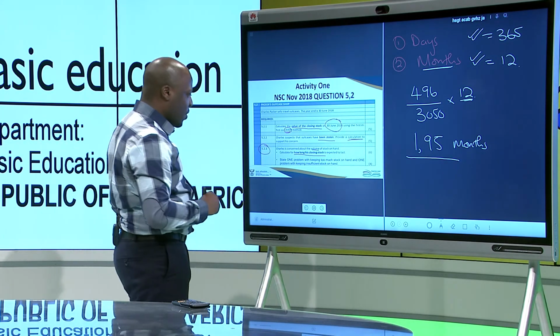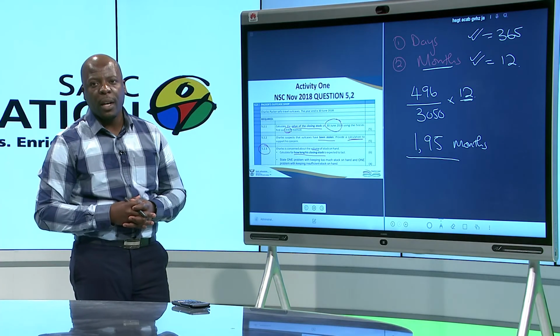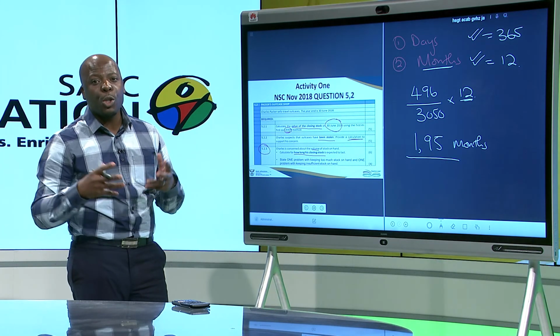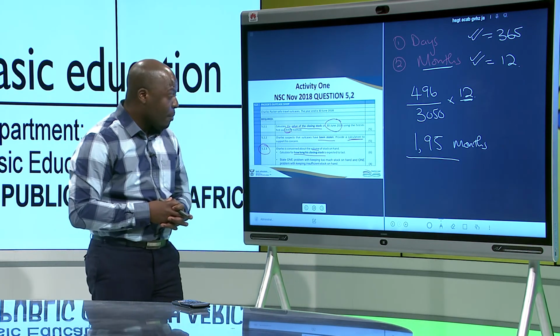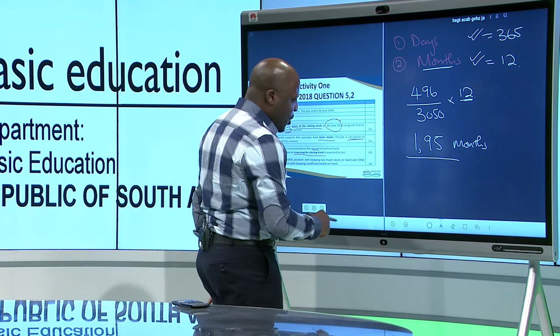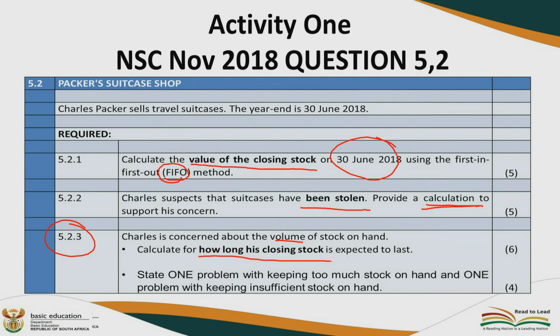The next question says, state one problem with keeping too much stock on hand and one problem with keeping insufficient stock on hand. Here are the answers. If you keep too much stock on hand, this is what is likely to happen. It simply means you are going to have, number one, what we call liquidity problems.